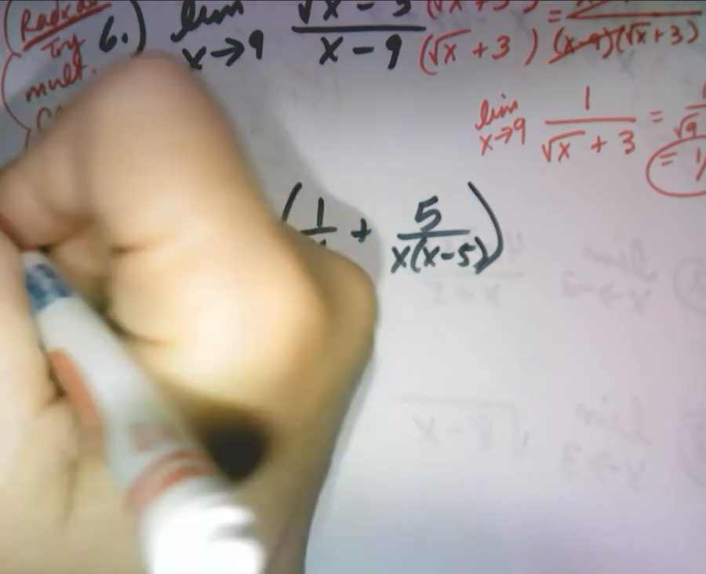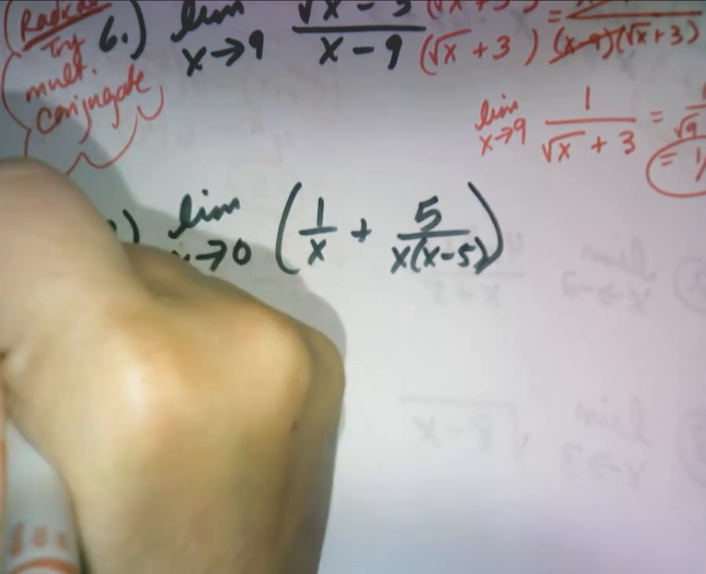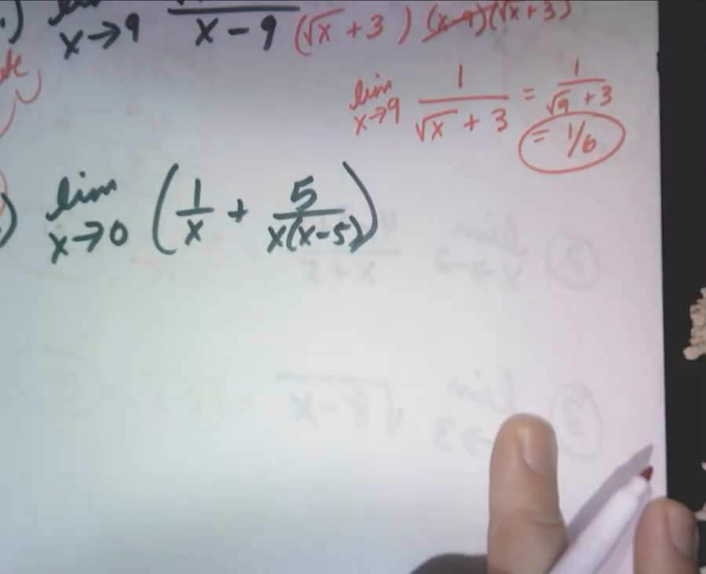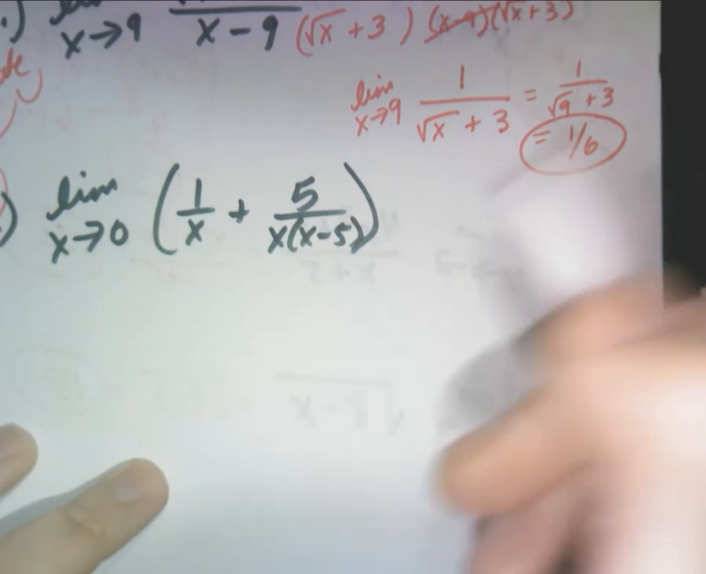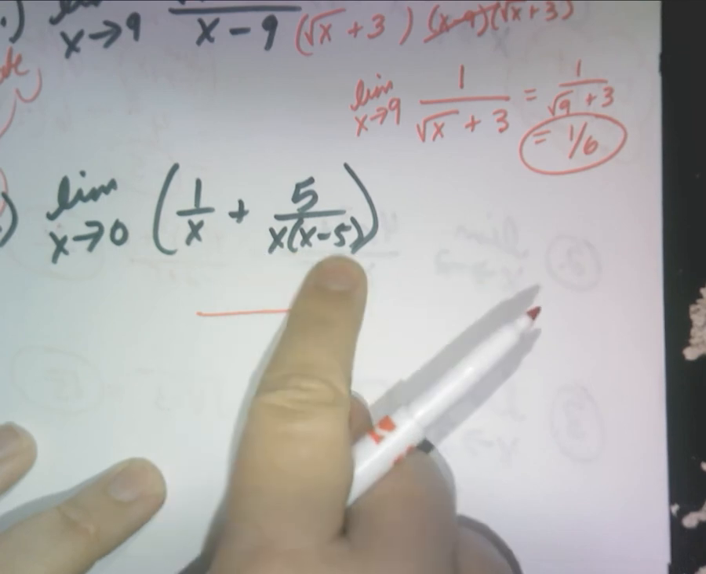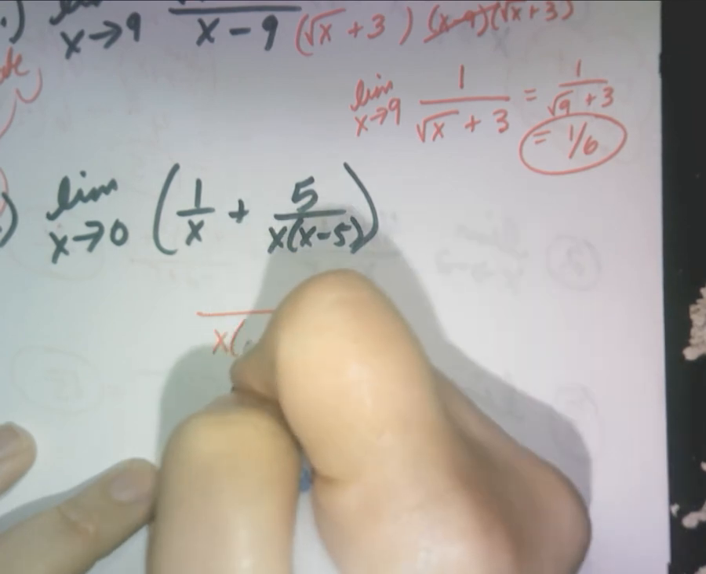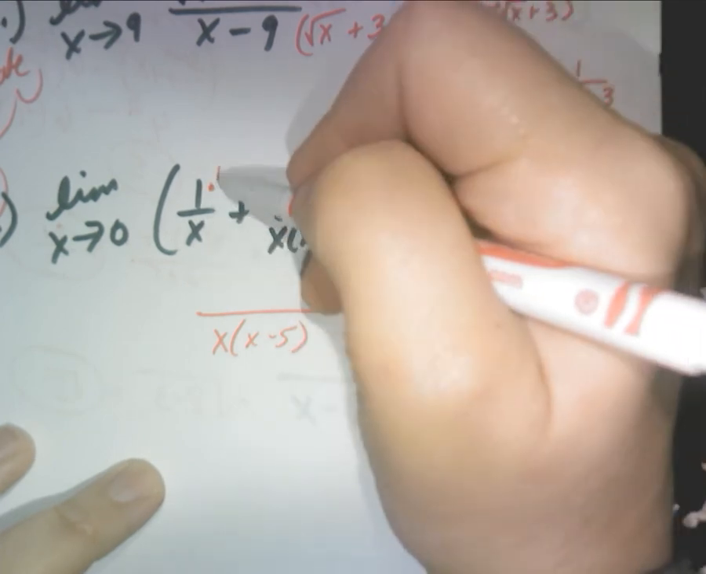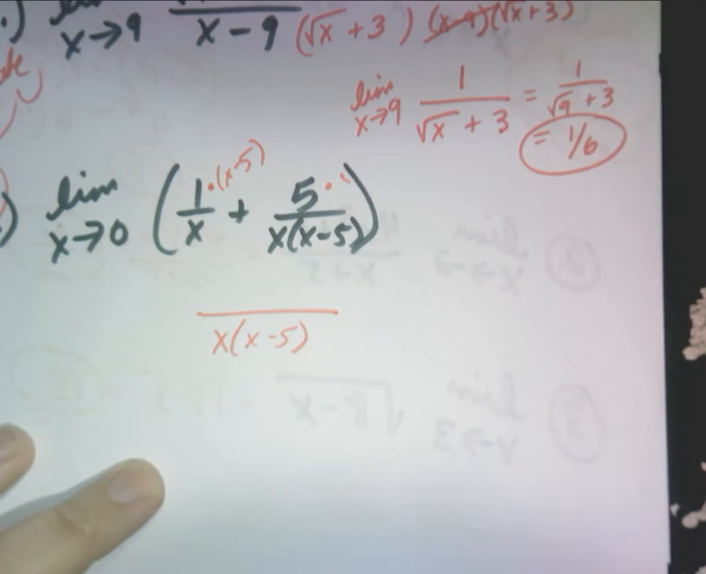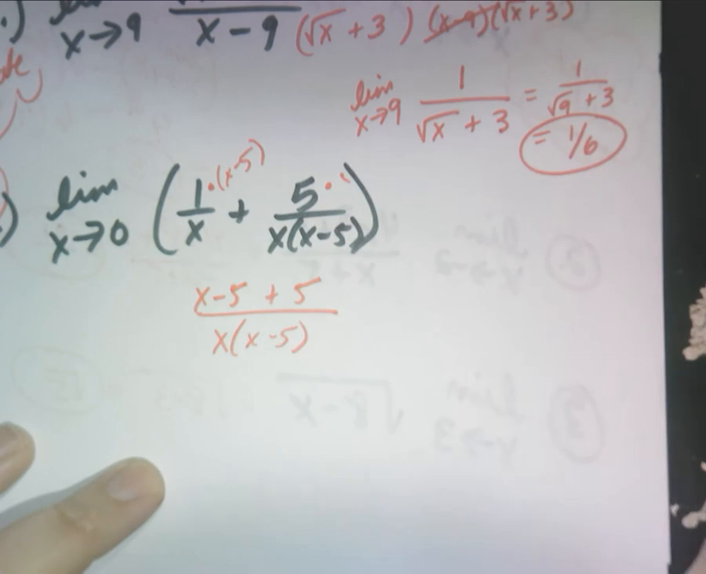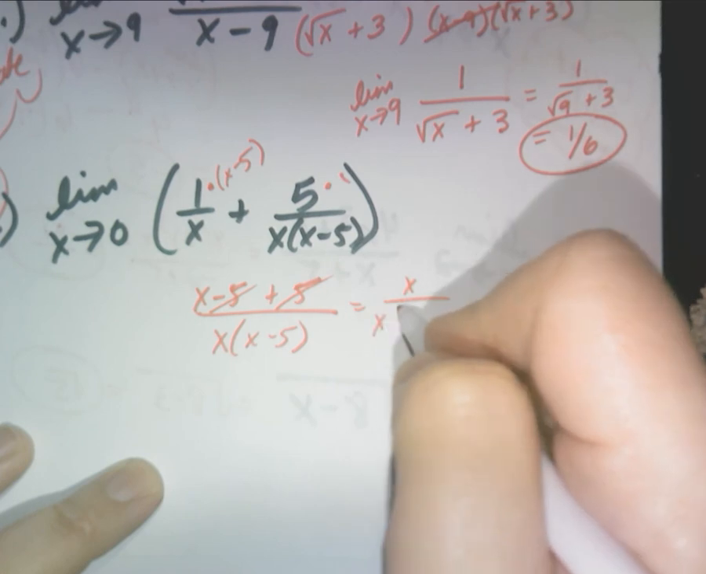My hint to you with multiple fractions would be make one fraction. Use your algebra skills to make this one fraction. So what would be the common denominator for this guy up here? Wouldn't it just be x minus 5, right? Yes. So then what do I need to multiply this top by? Just x minus 5. This guy I don't have to, I multiply by 1, right? It's already there. So this would be x minus 5 plus 5. So those will cancel. And you're left with x over x times x minus 5.